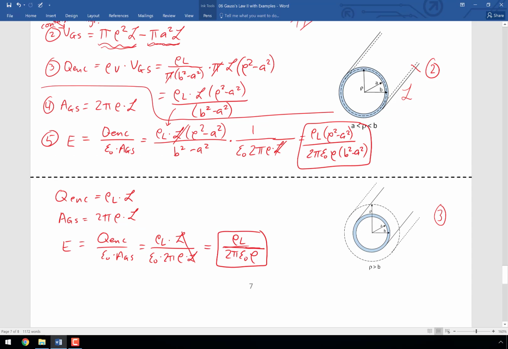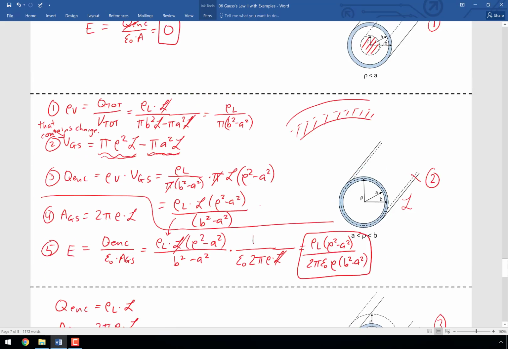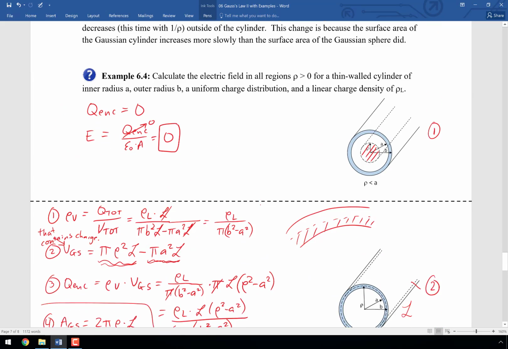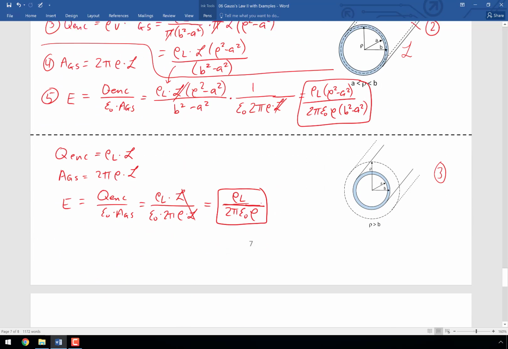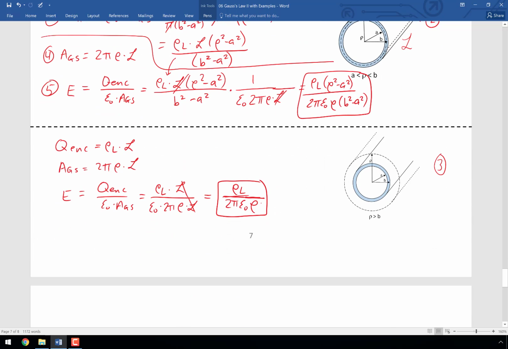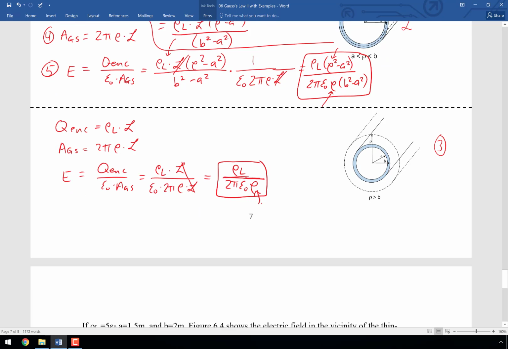So we've got 3 regions. We have 3 functions for those 3 regions. 0 inside the inner cylinder, a pretty complicated function in the wall, and then a relatively simpler function outside the wall. But notice that if you look here, there's a rho squared in the numerator here, and there's a rho in the denominator. So it tends to increase. It won't necessarily increase linearly, but it will tend to increase in a somewhat linear fashion. Whereas here, the rho dependence is in the denominator, so it's going to decrease according to 1 over rho.